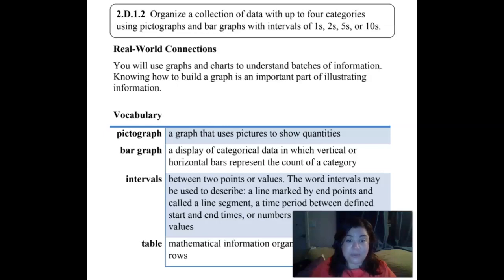This week we're working on 2D.1.2, and that tells us that we're going to organize a collection of data with up to 4 categories using pictographs and bar graphs with intervals of 1, 2, 5s, and 10s. So if you're not good with skip counting 2s, 5s, or 10s, you definitely need to be practicing that. Make sure you're practicing that every week. We're going to use graphs and charts, and it helps us understand pieces of information. Knowing how to build one is really important to showing that information, okay?